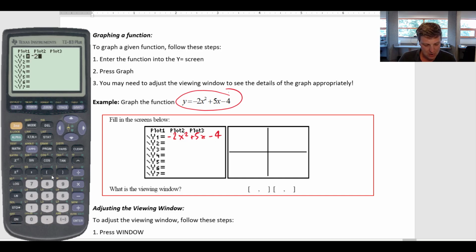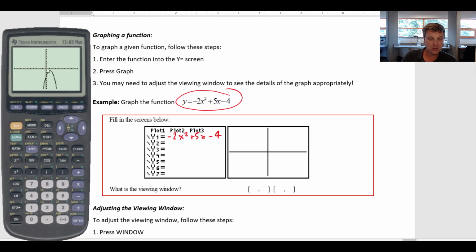And then for x, I'm not going to use the alphabet. The alphabet is a different function. I'm going to use this right here. This button here is going to choose basically a variable, so it's just going to put in an x for me. So negative 2x. To make a squared, I can just use this x squared. So negative 2x squared plus 5x, and then last but not least, minus 4. And in this case, I can use the minus sign. Okay. Once I've done that, I can press the graph button to see what this looks like.